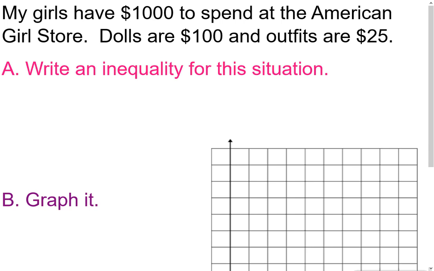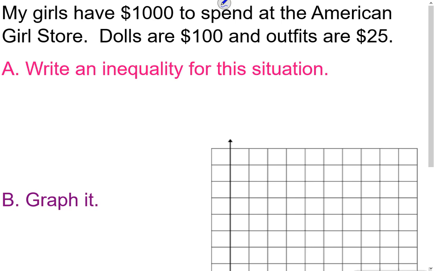Dolls are $100 and outfits are $25. So I want to take that information and turn it into an inequality. Now, I always look at this and go, there's really another step in here of, let's identify the variables. So I look at this and go, well, we're talking about dolls and we're talking about outfits. Yes, we know how much they cost, but we don't know how many dolls or how many outfits are purchased or could be purchased. So those are going to be my variables.